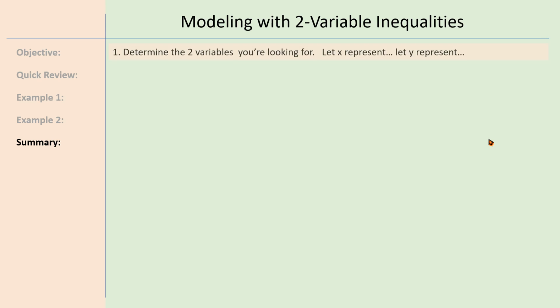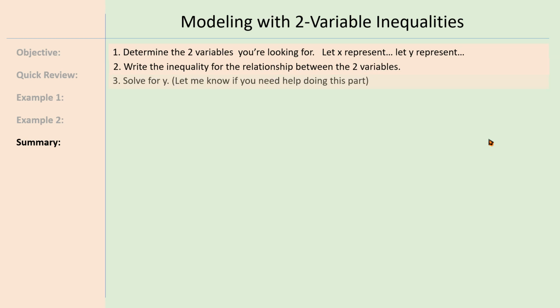So here's a little summary for you guys. The first step is to determine the two variables that you're looking for. That's when you do the step: let x represent, let y represent. Write that down. Step number 2, write the inequality for the relationship between the two variables. Once you have the inequality, you solve for y. Again, let me or your teacher know if you need help doing this part, solving for y. And then you graph the line. Make sure you know if it's solid or dashed. And then the last part is to test 0, 0 to know which side to shade. If it works, you shade that side. If it doesn't work, you shade the other side.